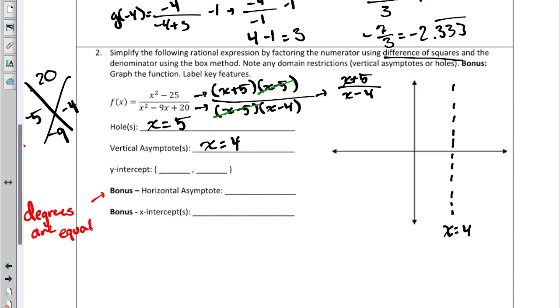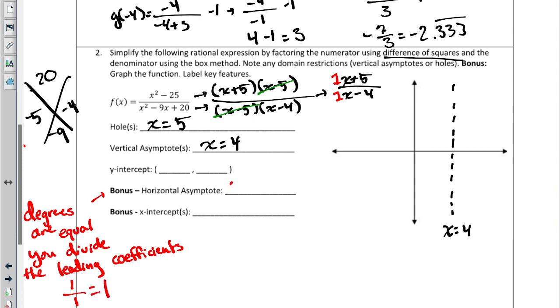Okay? When that's the case, when the degrees are equal, to find the horizontal asymptote, you divide the leading coefficients. The leading coefficients are just the numbers in front of x, which in this case, what numbers are in front of x? Well, nothing, which means it's really just the number 1. It's the invisible multiplier. And so we would just take 1 divided by 1, which is 1, which means the horizontal asymptote is at y equals 1. And so I'm going to draw a line at y equals 1.